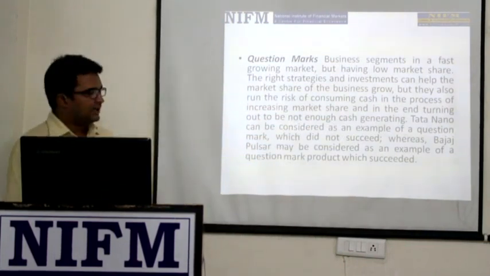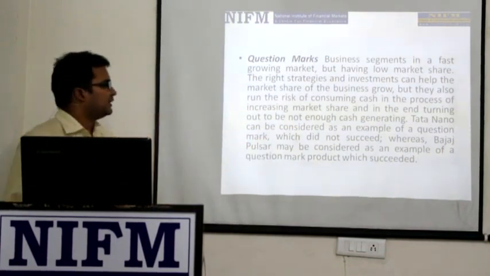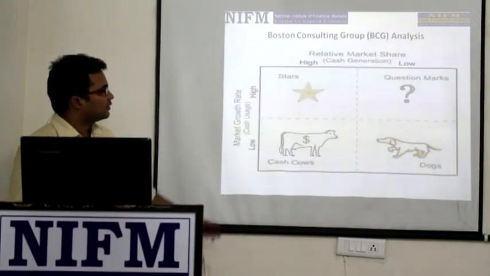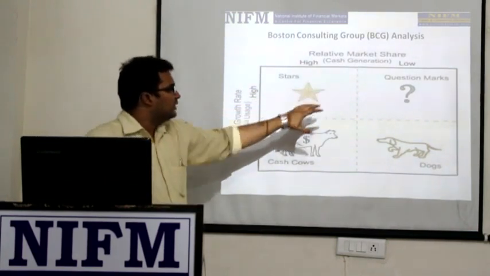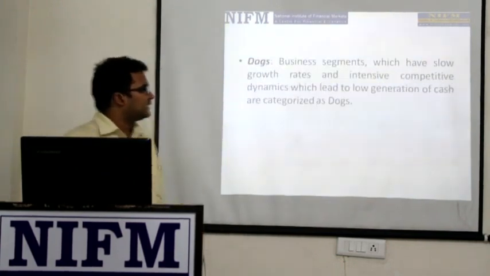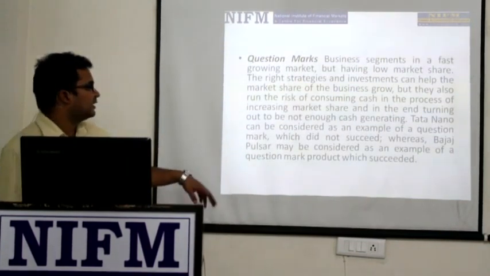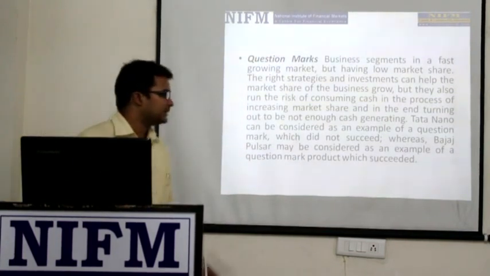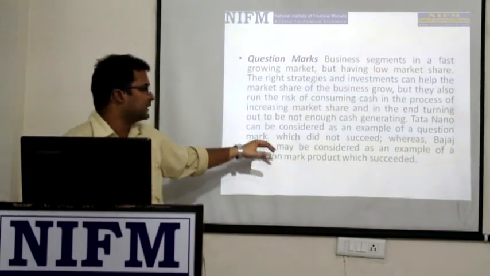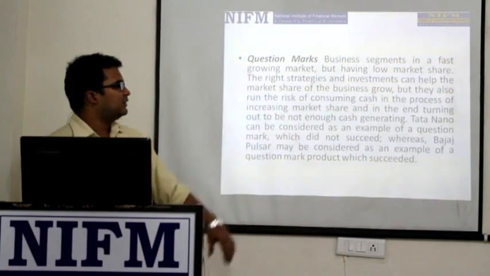So for example, Tata launched Tata Nano. Tata Nano can be a good example of this particular question mark which did not succeed. Tata Nano falls into the question mark category where the market share is low but the growth rate was high, but they could not capitalize on that growth rate, and hence Tata Nano did not succeed, whereas Bajaj Pulsar may be considered an example of a question mark which succeeded. So the right strategy was implemented in the case of Bajaj and they succeeded, but the right strategy might not have helped Tata Nano to succeed.